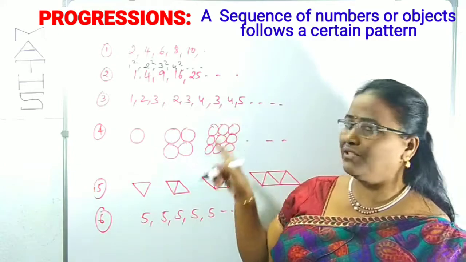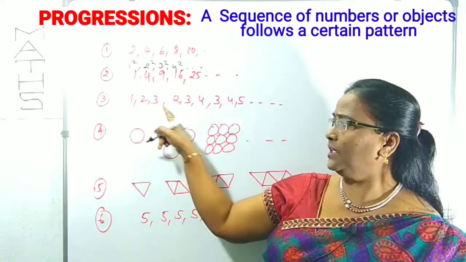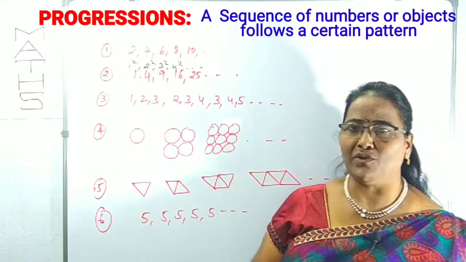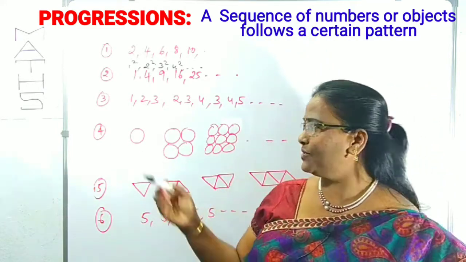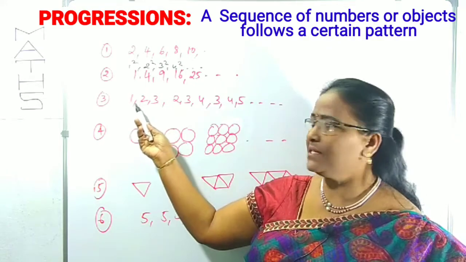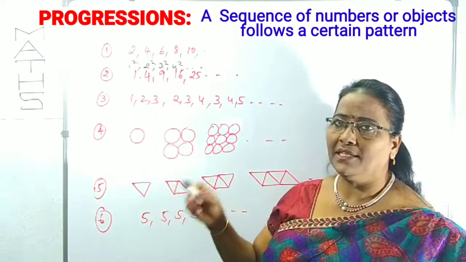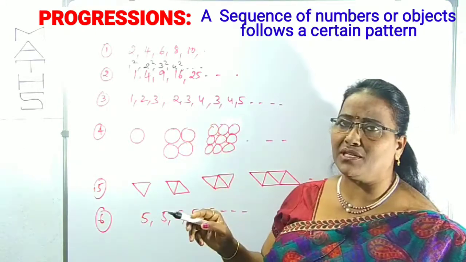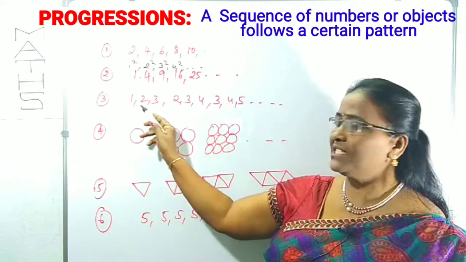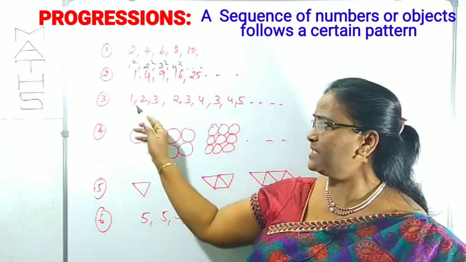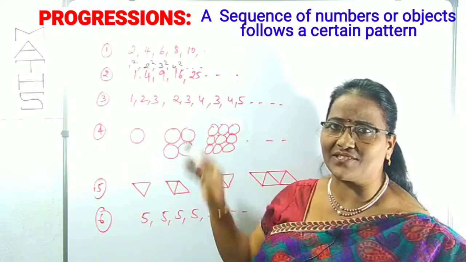What are the numbers here? We can observe that 1, 2, 3, 2, 3, 4, 3, 4, 5 and so on. Why am I reading like this? Because you can observe that 1, 2, 3 is a set of continuous numbers. Then the second set we can observe. For the first set we can add 1, 1, 1 and we can get the second set. That is, if we add 1, 1, 1 to the first set, the second set comes.